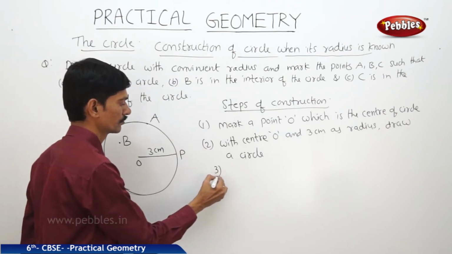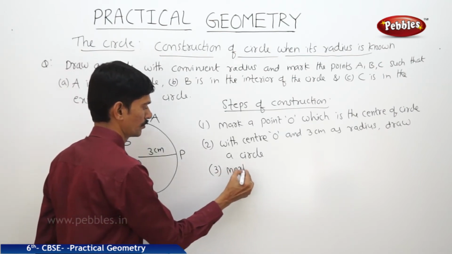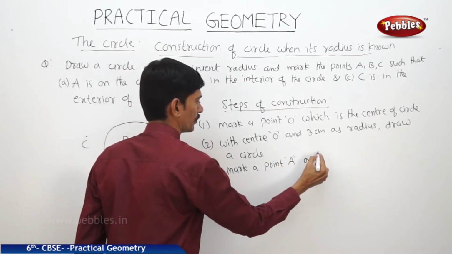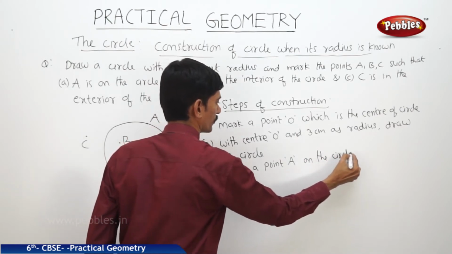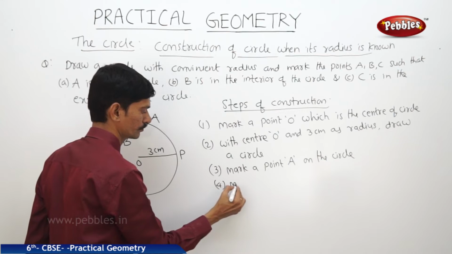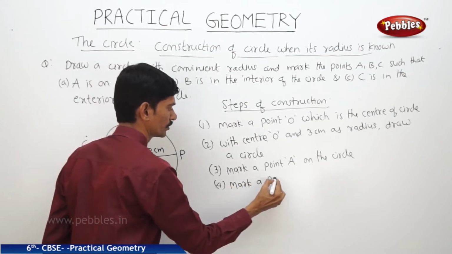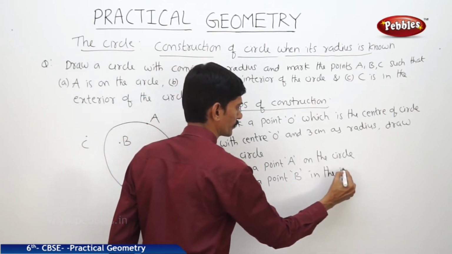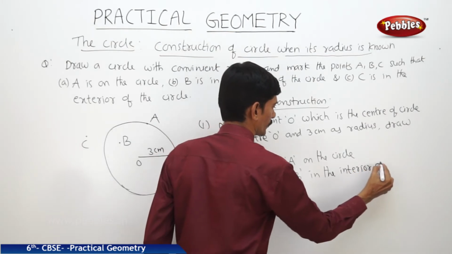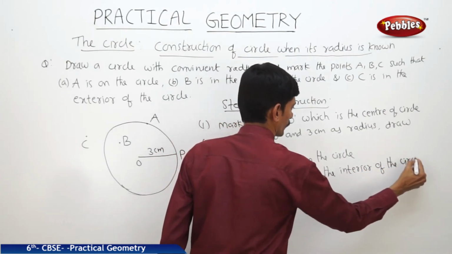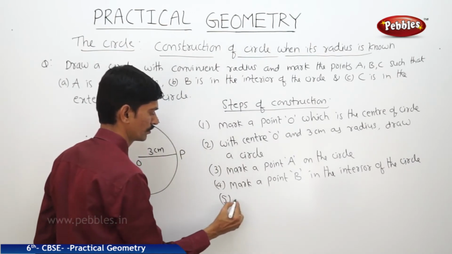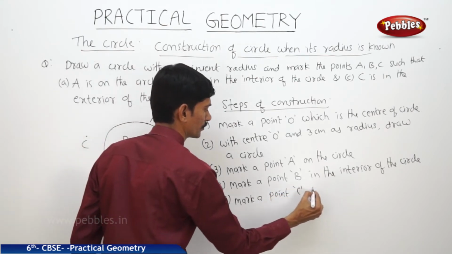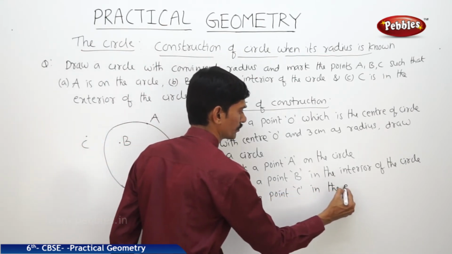Now the third one, mark a point A on the circle. Next, mark a point B in the interior of the circle. Next, mark a point C in the exterior of the circle.